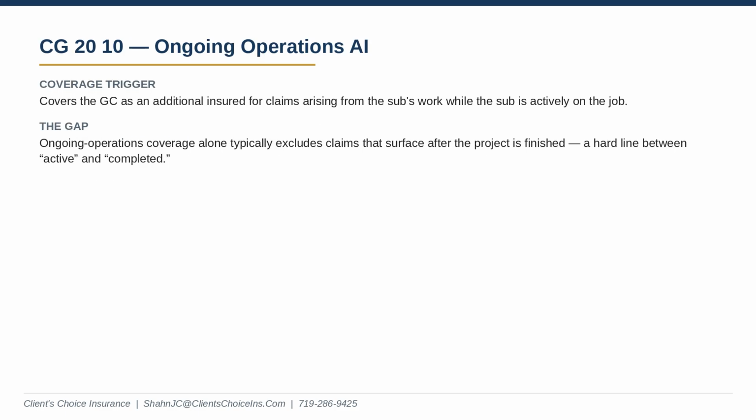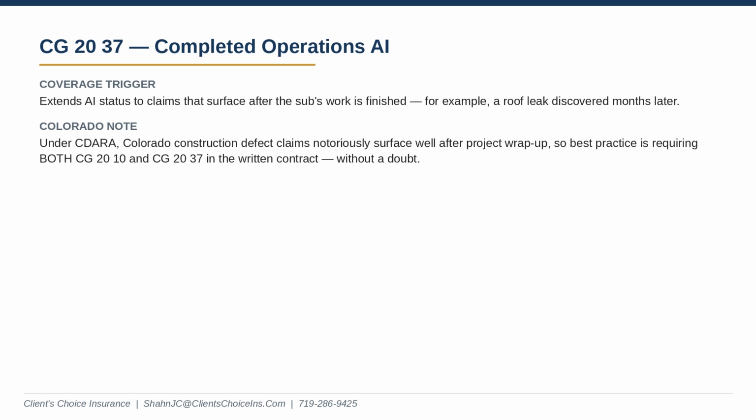They contrast form CG 2010. That's the ongoing operations one, right? Yes, CG 2010 covers active work. Claims that happen while the sub is actively swinging hammers on the site. Okay. And they contrast that with CG 2037, which is for completed operations. That one extends the coverage for issues that pop up after the project is entirely finished.